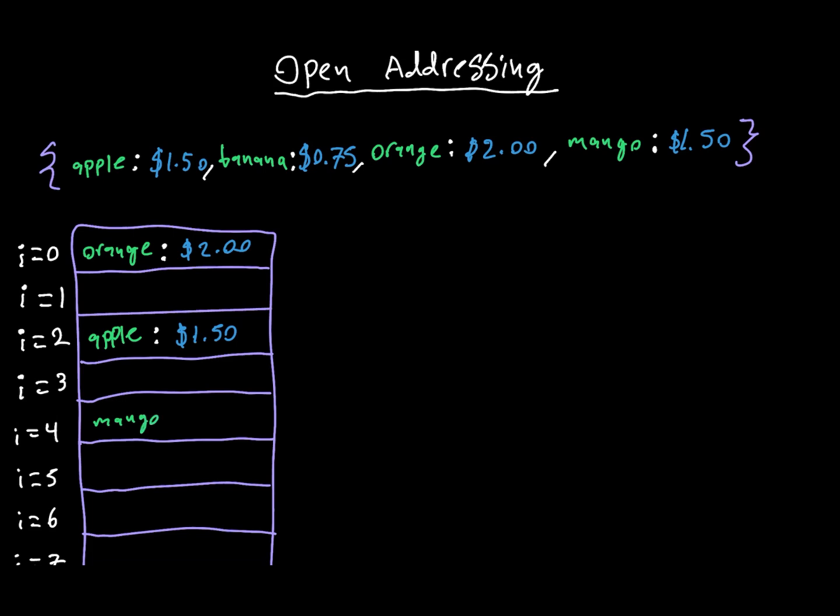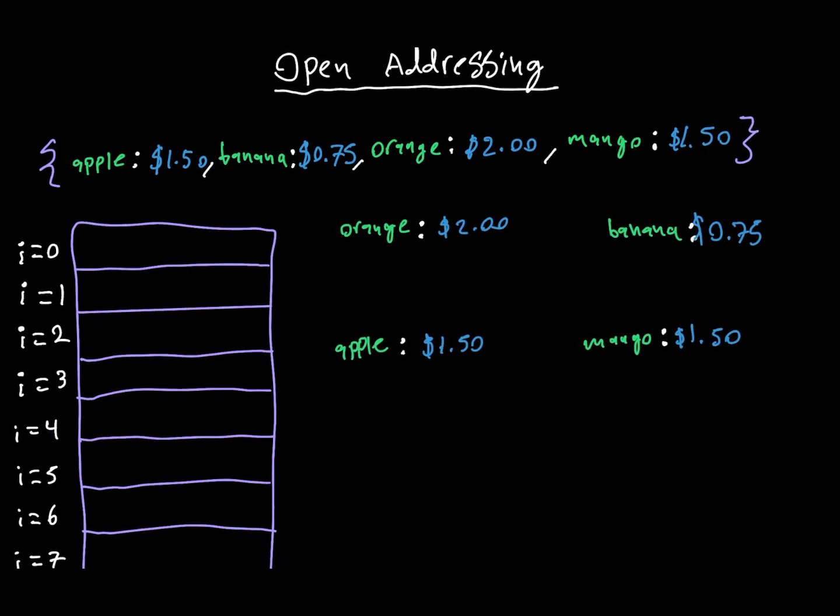Mango, value $1.50, and then if you wanted to search, you would pass the key to the hashing function. It gives you an index of 2. The key doesn't match, so keep squaring the index until the key matches. 2 squared is 4, the key matches.